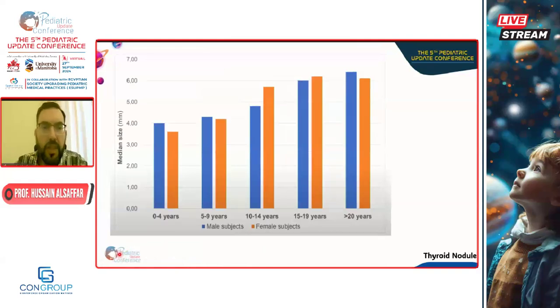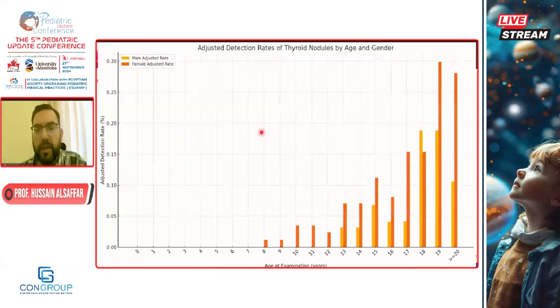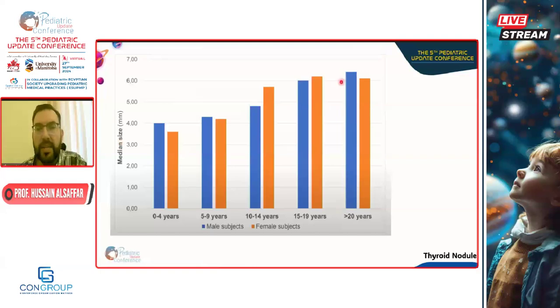So here on this graph, if we classify them according to the age group, and we look at the size of thyroid nodules, as I mentioned in this big cohort of patients, what we see here is that they tend to be small thyroid nodules in the young age group, but they could be having a higher or bigger size of thyroid nodules as they grow.